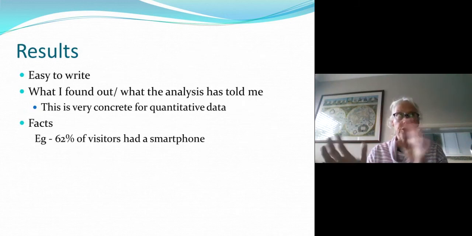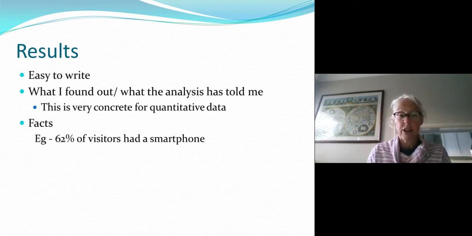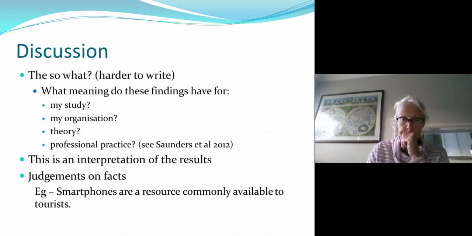Just so you understand, there is a difference between the results and the discussion section. Results are basically easy to write. This is: what did you find out? What has the analysis told you? It's very concrete for quantitative data, so you're reporting facts. I've got an example there, from a study I was involved in a few years ago: 62% of visitors had a smartphone.